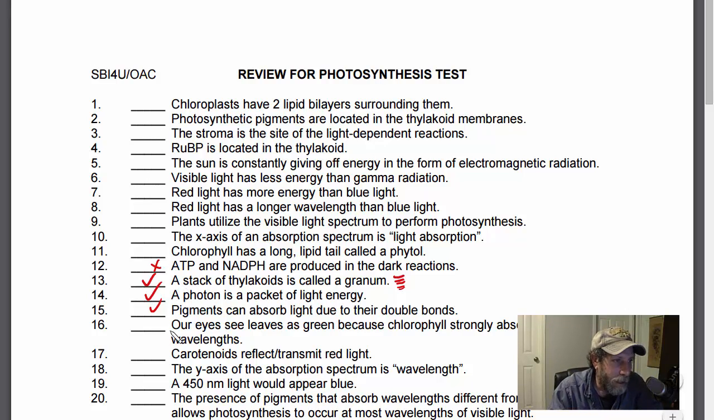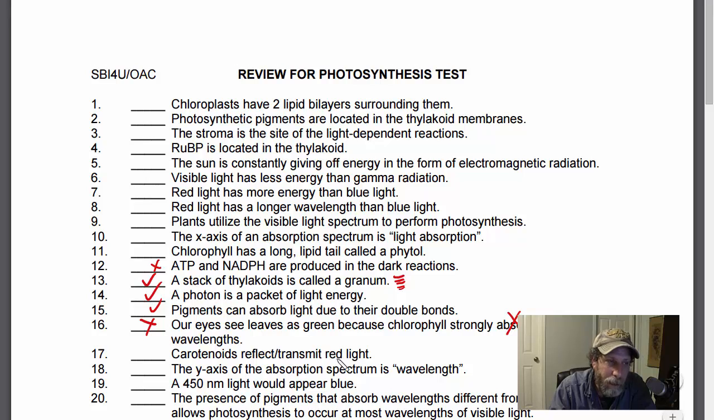Number 16, our eye sees leaves as green because chlorophyll strongly absorbs green wavelengths. Well, this is wrong. If chlorophyll absorbs a wavelength, it uses that wavelength, like it absorbs red and blue. It reflects or transmits the green that comes back to our eye, and therefore we see the green. If it absorbed the green, we wouldn't see the green. It'd be gone, right? So this is wrong.